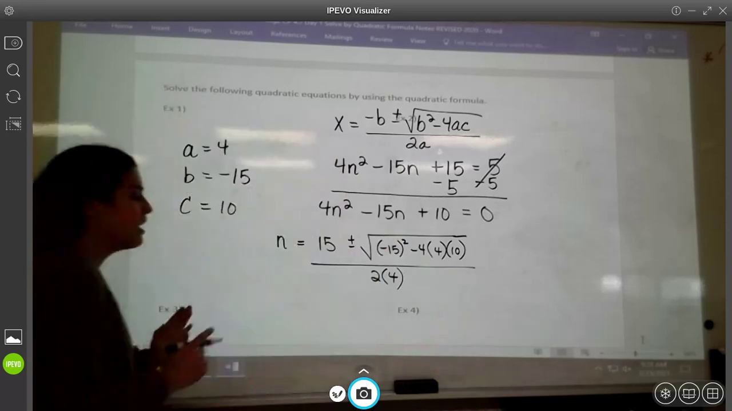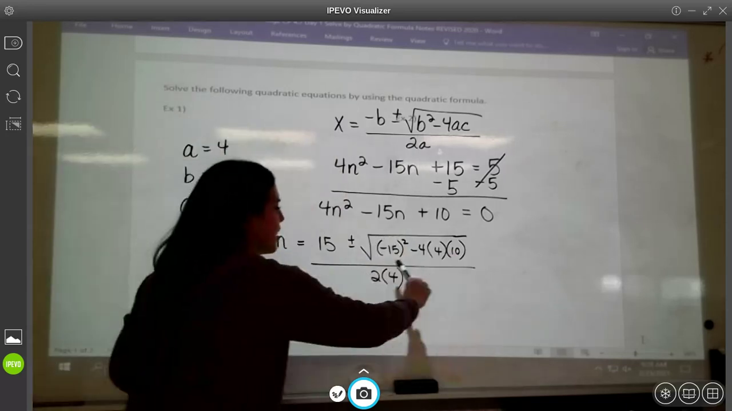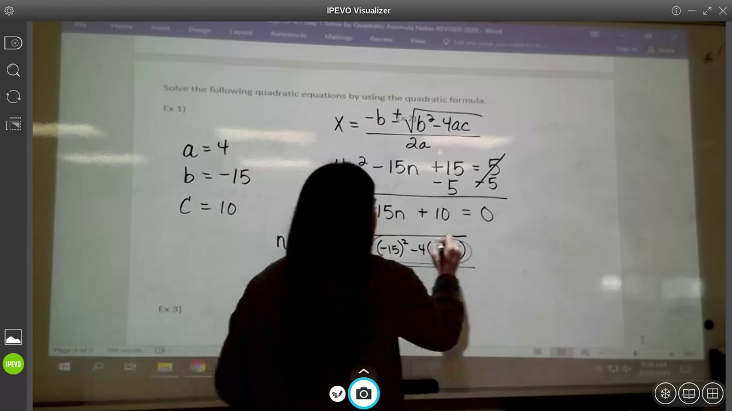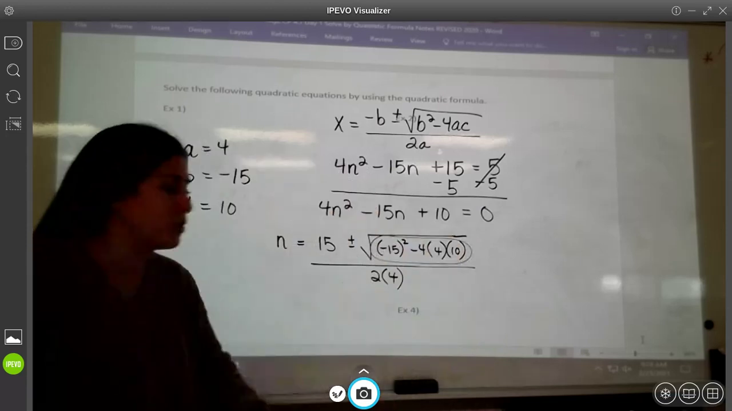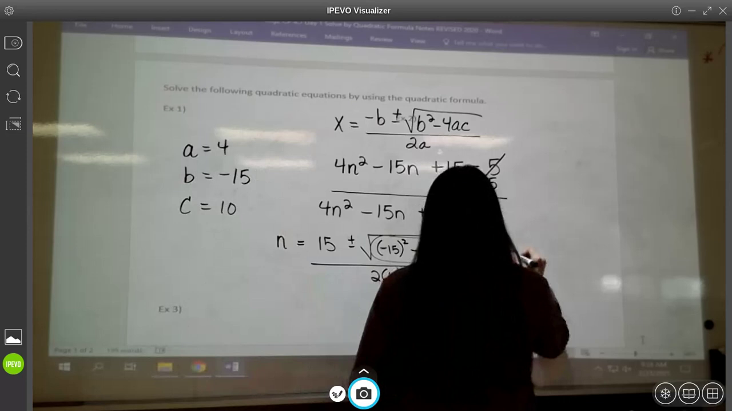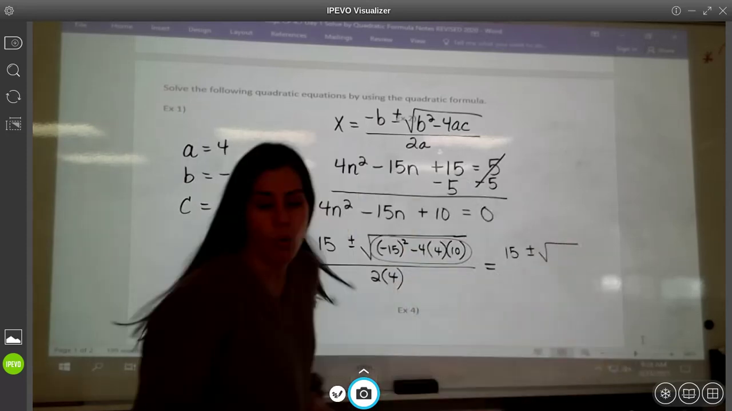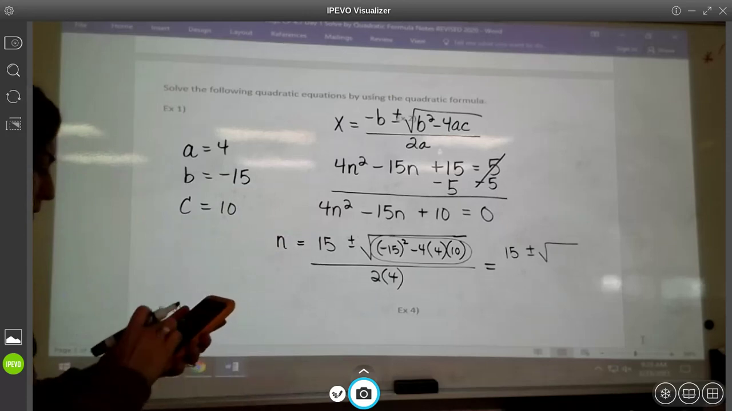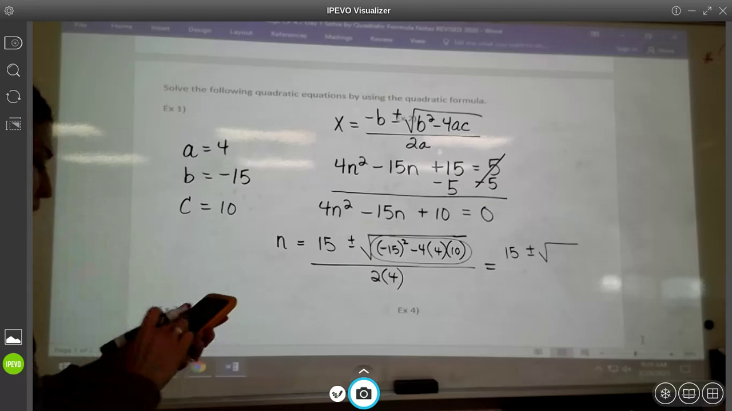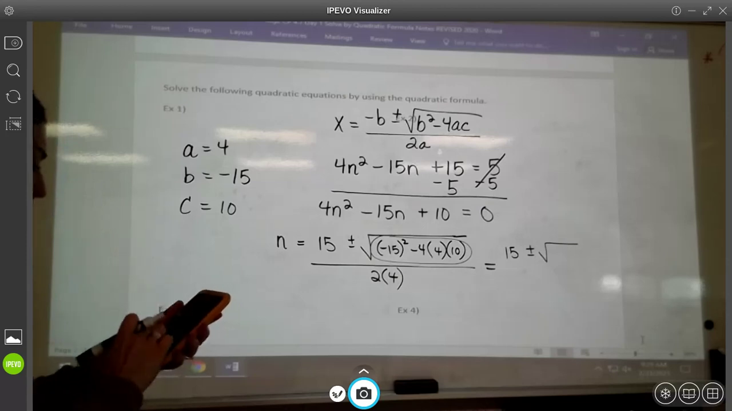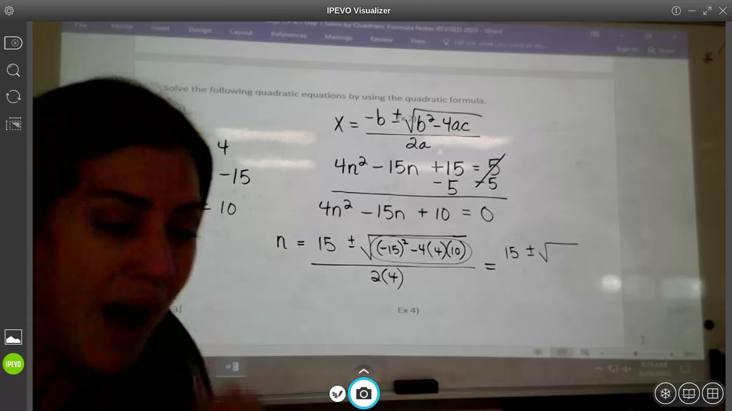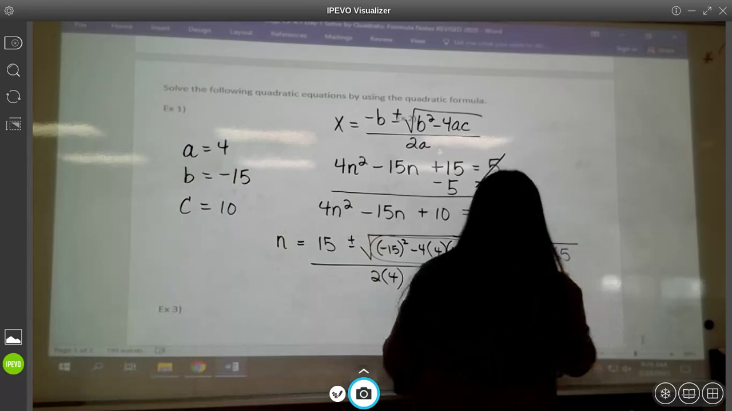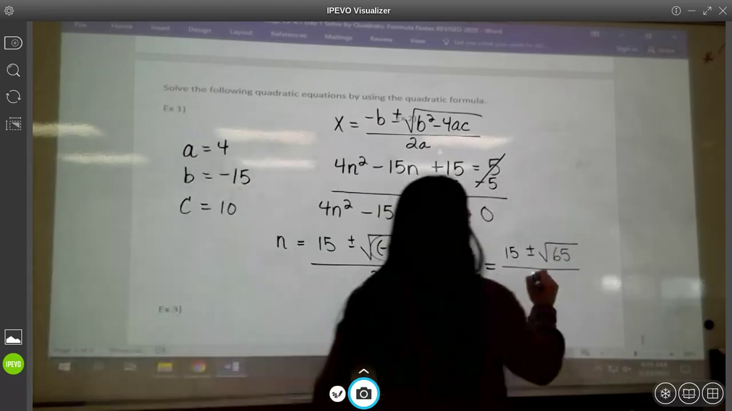All right, we're going to concentrate on this b squared minus 4ac. What number do I get underneath this square root? So type this into your calculator, but don't take the square root of it. This is going to become 15 plus or minus the square root of what number? So no square root yet, just parenthesis negative 15 squared, subtract 4, parenthesis 4, parenthesis 10, hit enter, and you should get a positive 65. And then all of that is going to get divided by 2 times 4, which is 8.